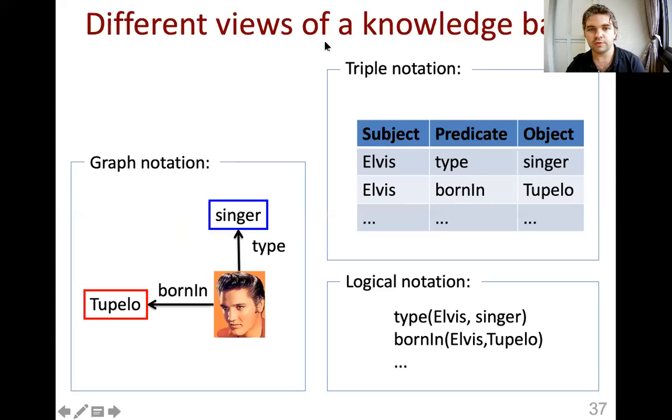If we go further, we can see different ways to represent a knowledge base, right? We have a graph notation: Elvis was born in Tupelo, and Elvis is also a type of singer. This triple notation can be stored in pretty much a database to store the knowledge graph, right? So you can see that Elvis is a singer, Elvis born in Tupelo. And you can also have a logical notation, like type(Elvis, singer) and bornIn(Elvis, Tupelo).